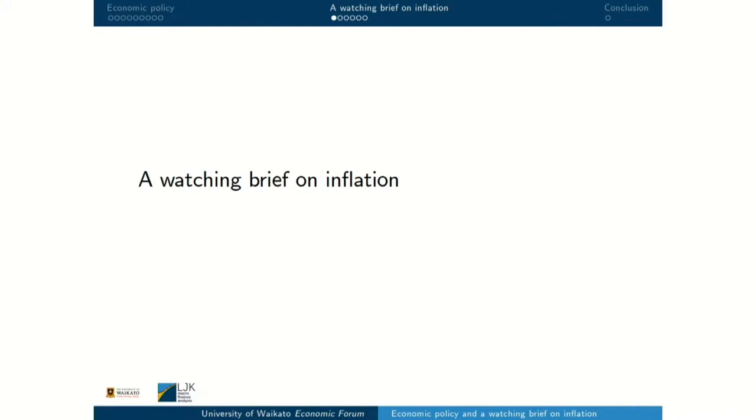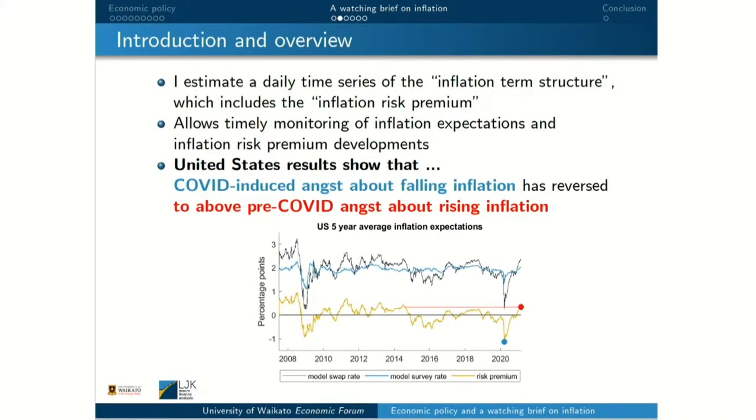As Iris mentioned, I'll be talking about inflation. In particular, what I've done with my work is to estimate a daily time series of the inflation term structure, and I'll talk about what that means on the following slide. The inflation term structure includes the inflation risk premium, and I'll talk about that on the subsequent slide. Doing this allows timely monitoring of inflation expectations and inflation risk premium developments.